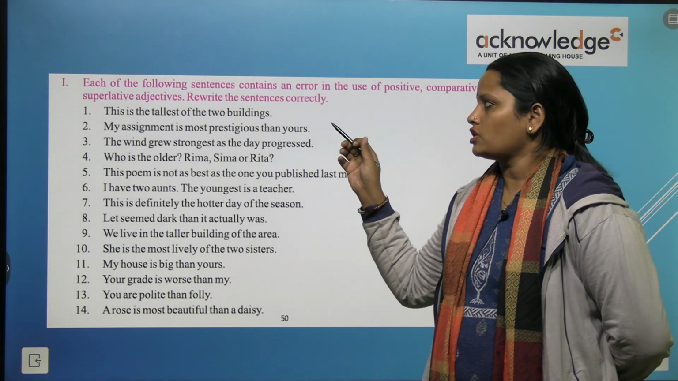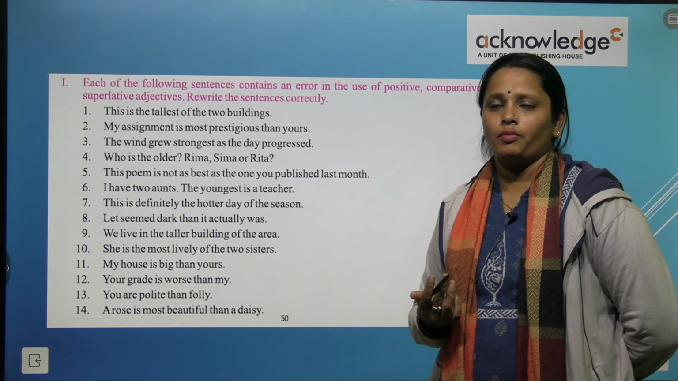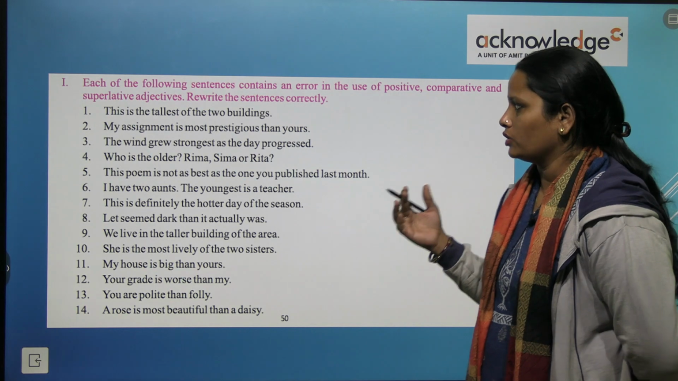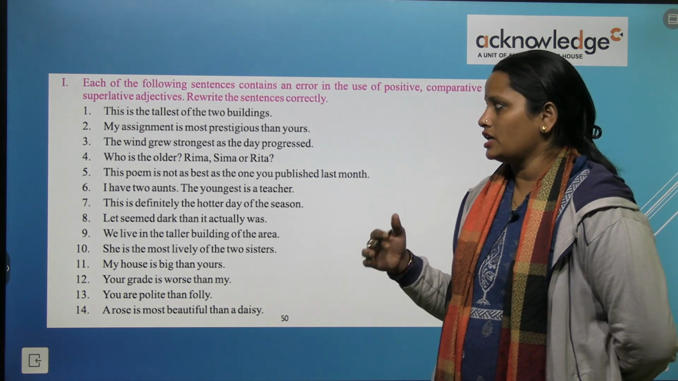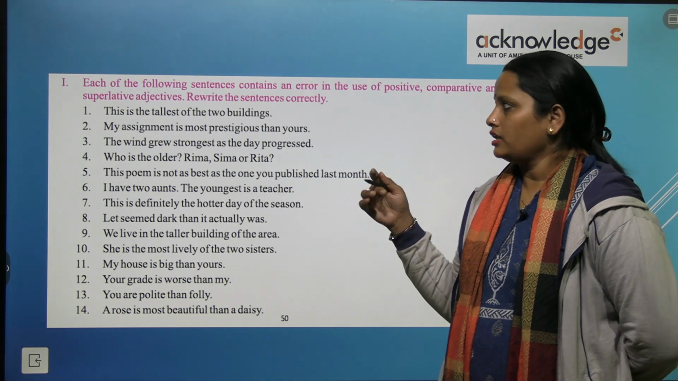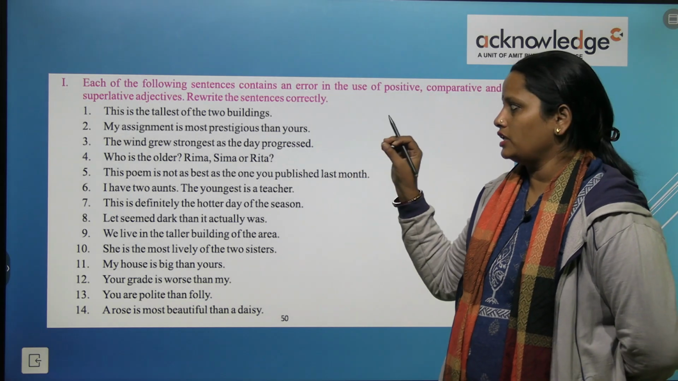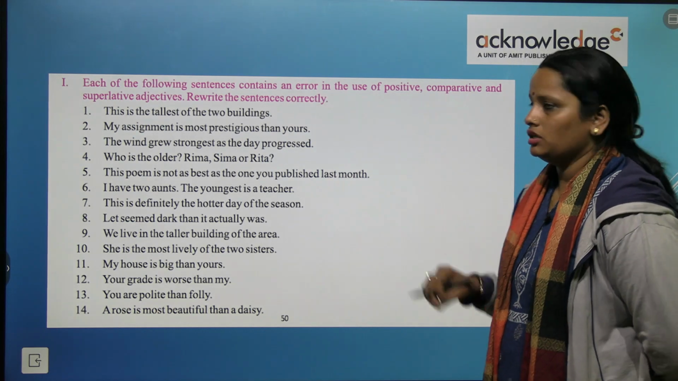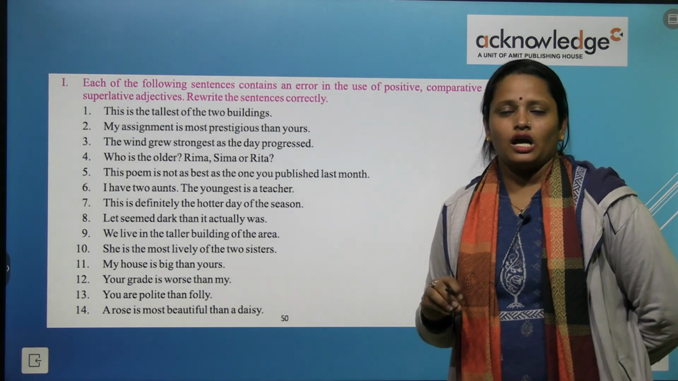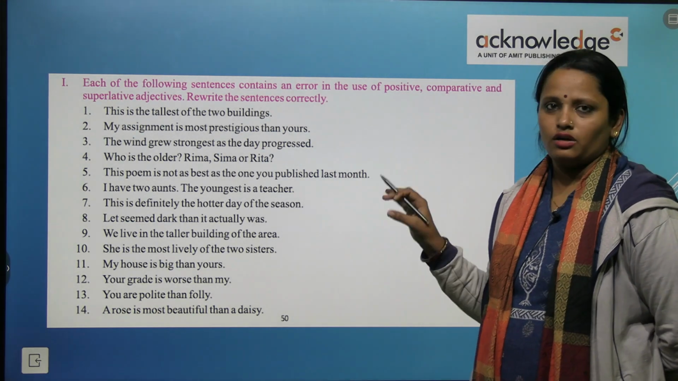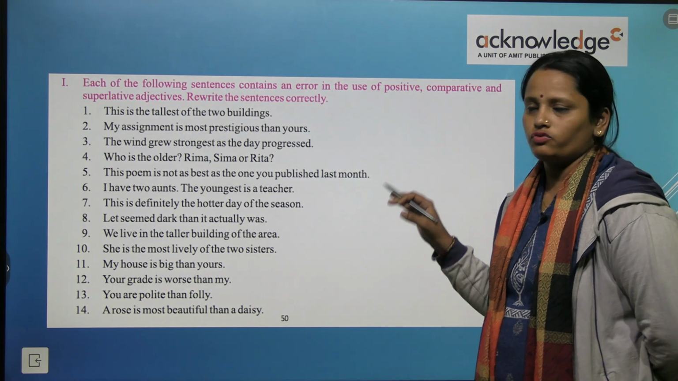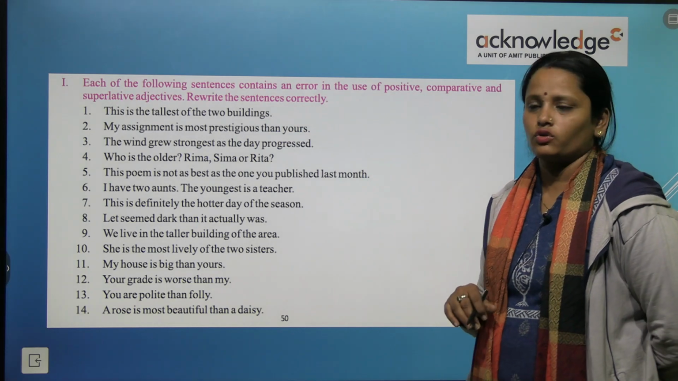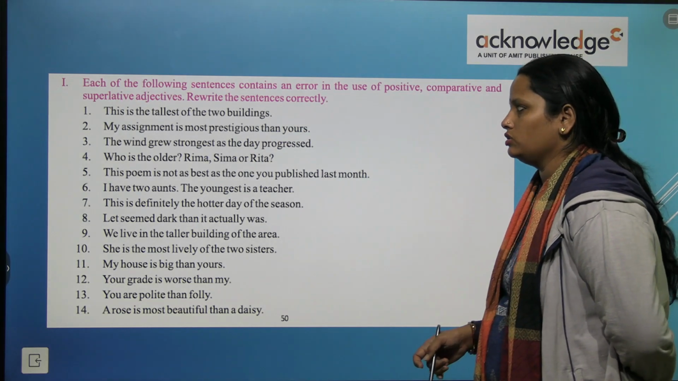This is the tallest of the 2 buildings. अब 2 बिल्डिंग के बीच में comparison करना है तो the tallest लिखने की क्या जरूरत है? यहाँ पे लिख दो: This building is taller than the other building. So here we have changed this into the comparative form. So like the first one we have done here, children, the rest of the questions are your homework. You have to do alone.